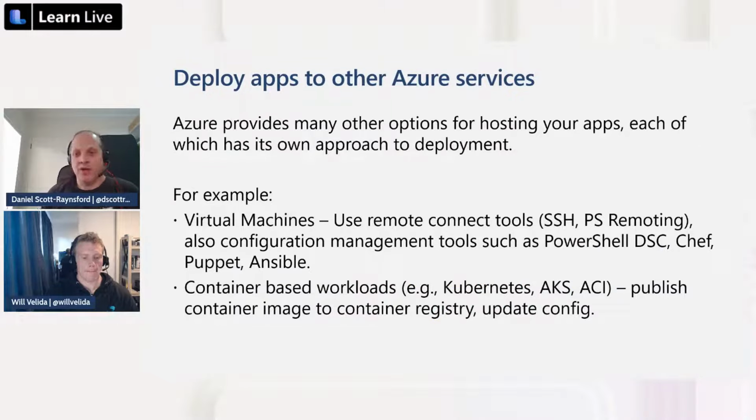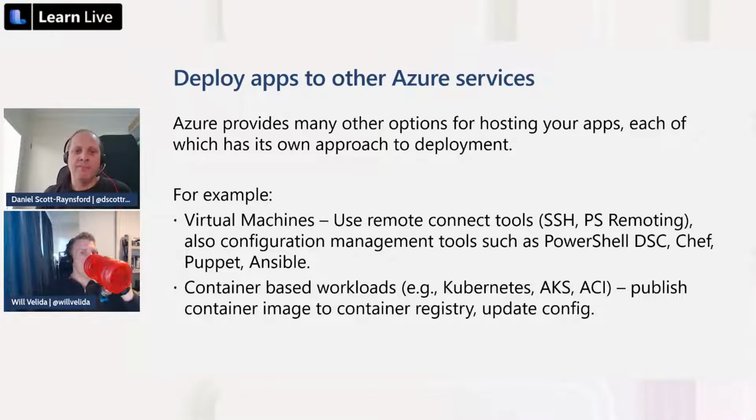So I mentioned earlier we were going to talk a little bit about other services that we might need to deploy to. Now, app service is obviously one of many places you could be hosting your built application. Virtual machines is another good example, where you might need to use something like SSH or PowerShell remoting to get into that virtual machine and push your code. You could use Azure VM extensions to do that as well, a script extension. We also possibly need to configure that virtual machine.